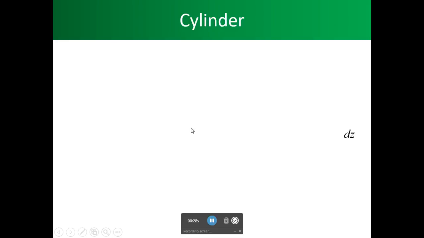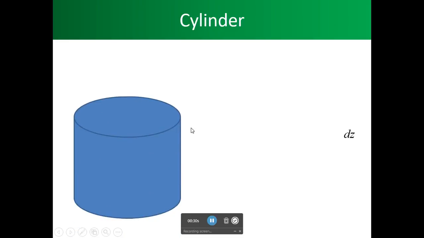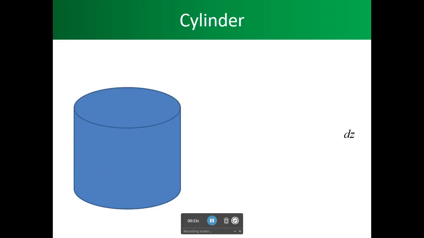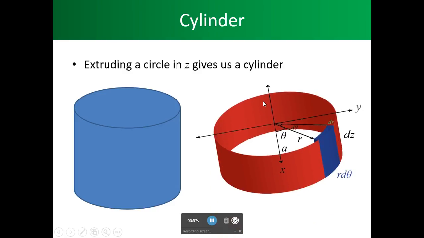Now we're going to be looking at a cylinder. So here we have a cylinder, and now we have added a dz part to this, and that's all it's going to be, dz. Extruding a circle in z gives us a cylinder. Okay, so this is what it looks like.